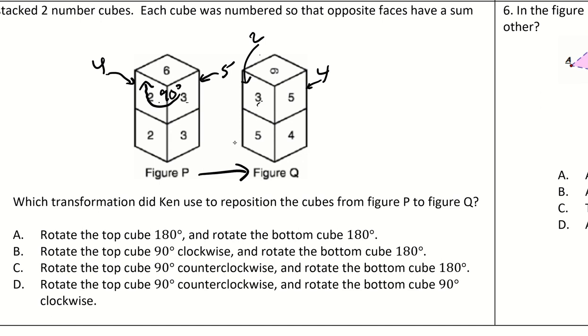And then for the bottom one, this is 2, so this is 5 over here, and that's 3, so this is 4 over here. And then notice that the 5 used to be on this side, and now it's on this side, right? So it looks like it got rotated 180 degrees here. So the top got rotated 90 degrees clockwise, and then the bottom got rotated 180. So the answer is B.